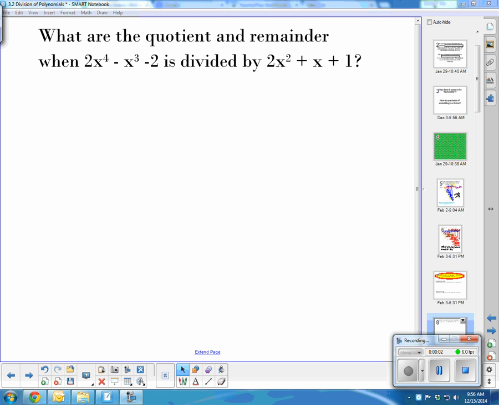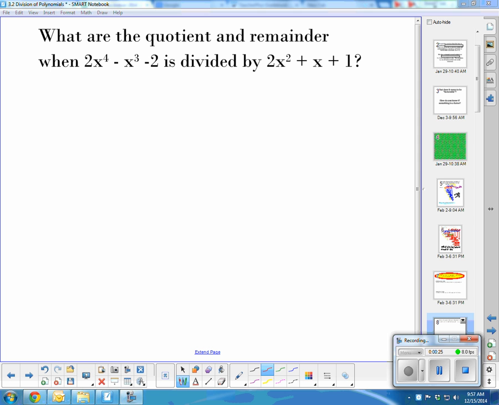In this video, we will look at just a couple more examples of polynomial long division, just for anybody who needs a little more reassurance about the procedure for this. So, what are the quotient and remainder when the quartic polynomial 2x to the fourth minus x cubed minus 2 is divided by the quadratic polynomial 2x squared plus x plus 1?